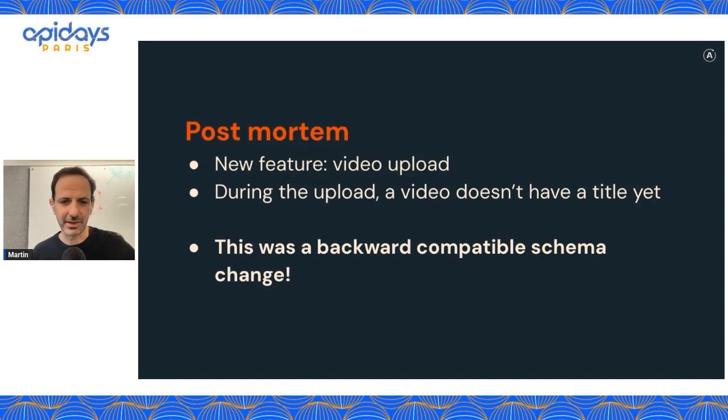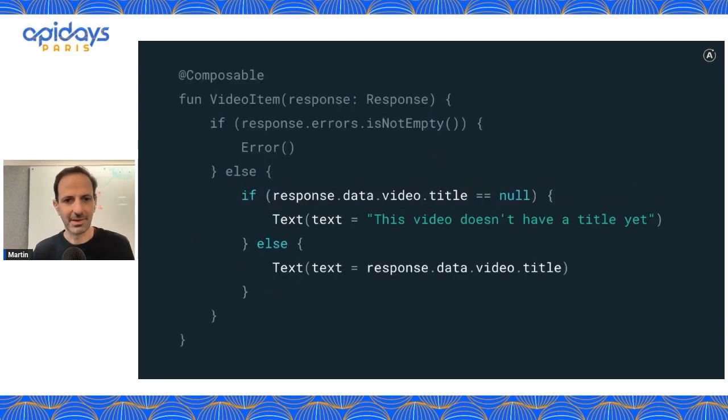But to the backend engineers, it was perfectly fine. After all, the type was nullable from day one in the schema. So this was a backward compatible change. So what's the problem with this?